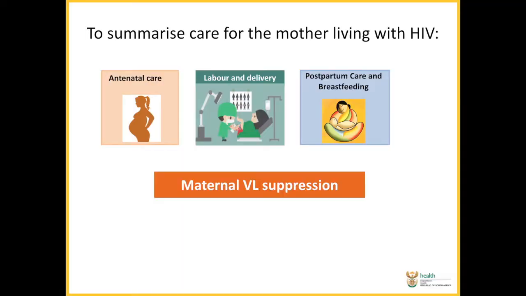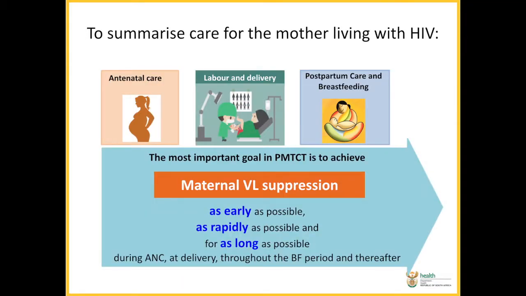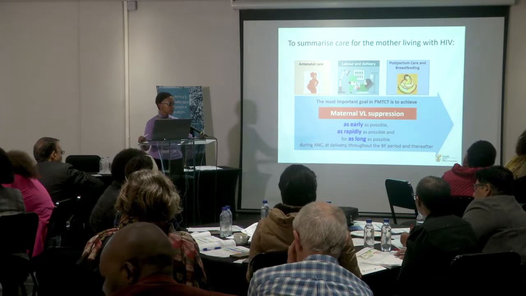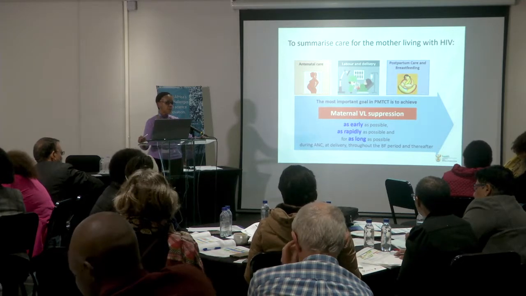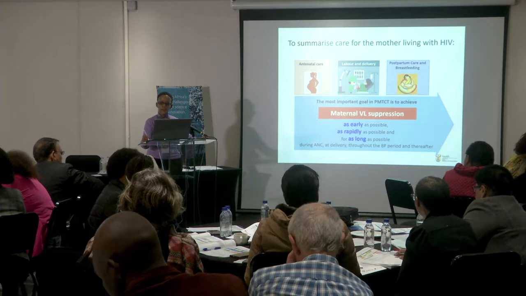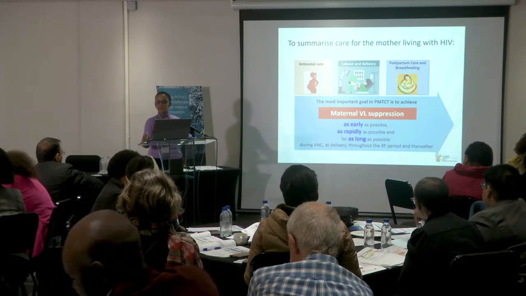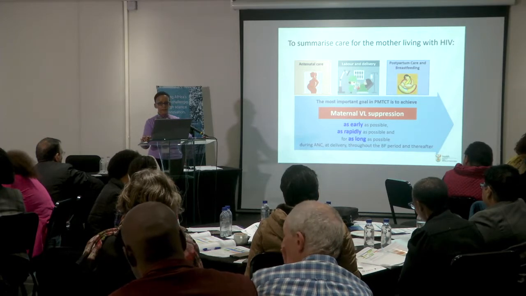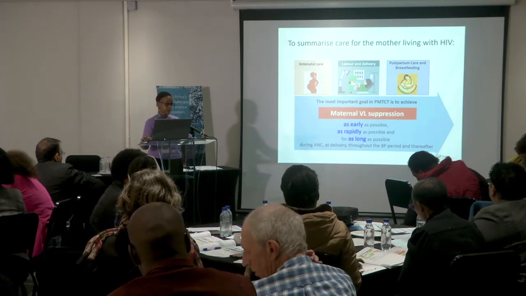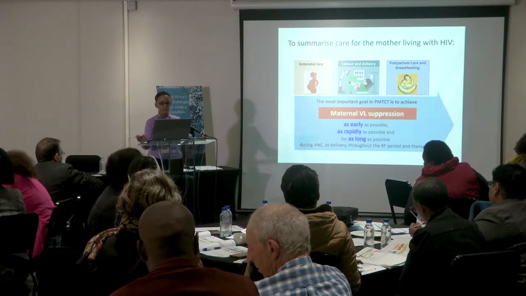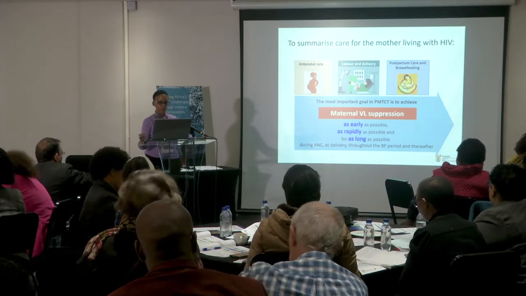Okay. So again, just to summarize, at all those different time points during pregnancy, labor and delivery, and the postpartum period, the most important thing is achieving viral suppression as early as possible, as rapidly as possible, and for as long as possible. And not to forget that we're always talking about the baby, but the mother is important, the mother's health is also important. PMTCT is about keeping the mother healthy, keeping the mother alive. And viral suppression equals a healthy mother who's alive.